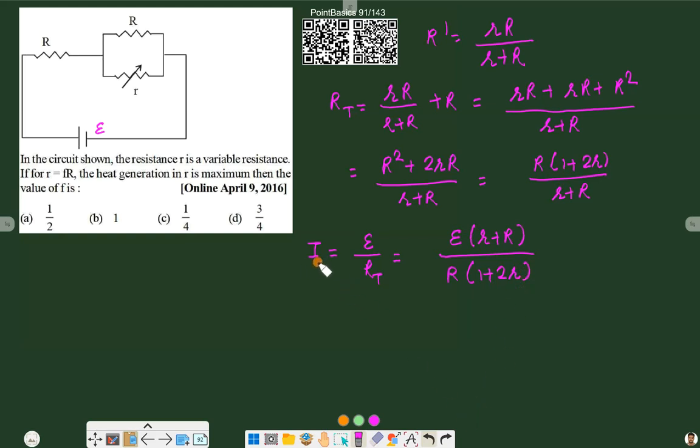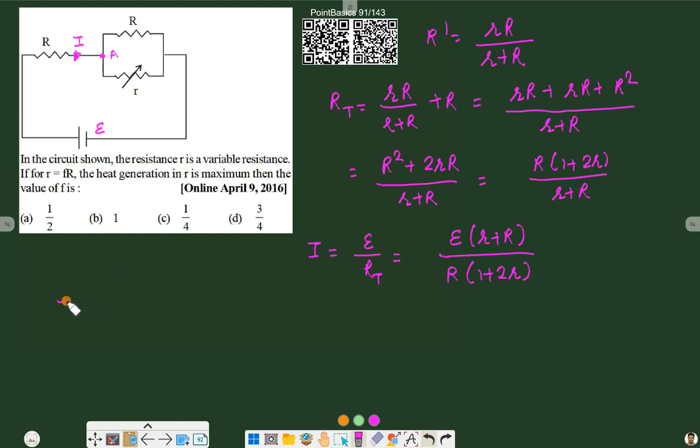Now this is the current which is flowing through this circuit. So this is the I. Suppose this is point A. When current I reaches point A, it will split into two parts. Some part will go through resistance capital R, and some part of this current will go through resistance small r. So we will find out the value of current flowing through this small r.